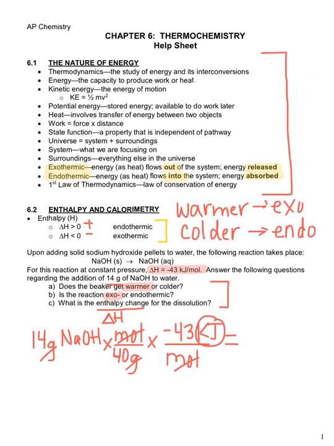So then we put this into our calculator. 14 divide by 40, because that number's on the bottom, and since this number's on top, we multiply. So times negative 43, and then you get negative 15 kilojoules. So when we dissolve 14 grams of sodium hydroxide, it will release 15 kilojoules. Okay, so that is how you do that problem. All right, so now let's take a look at the next problem.